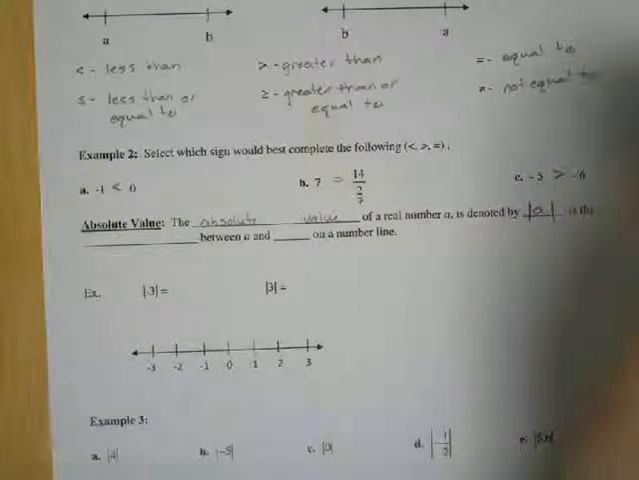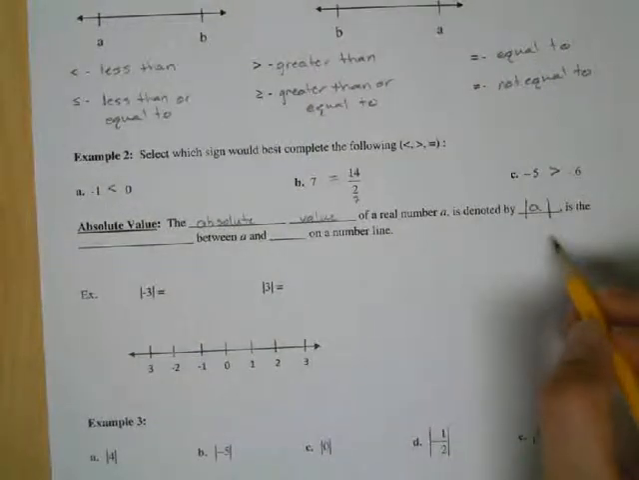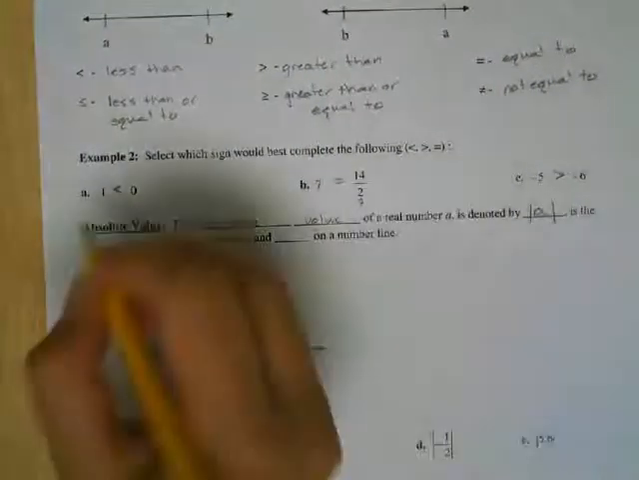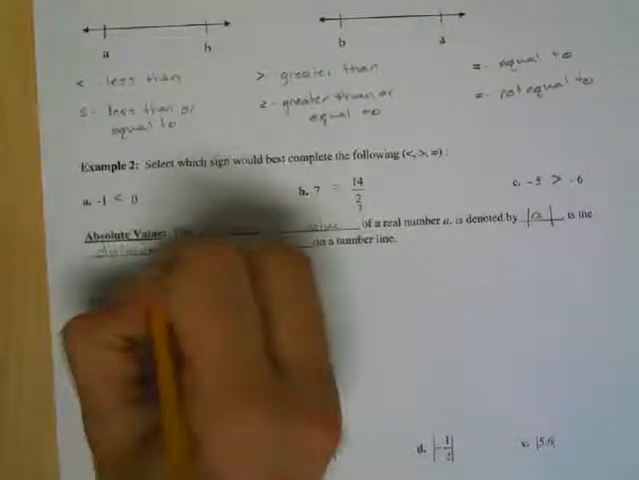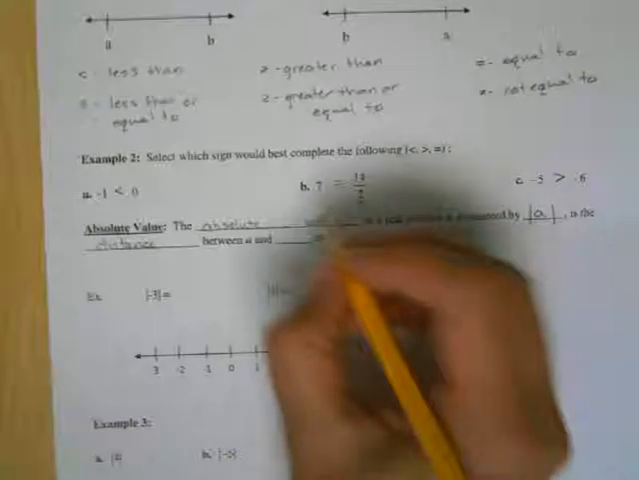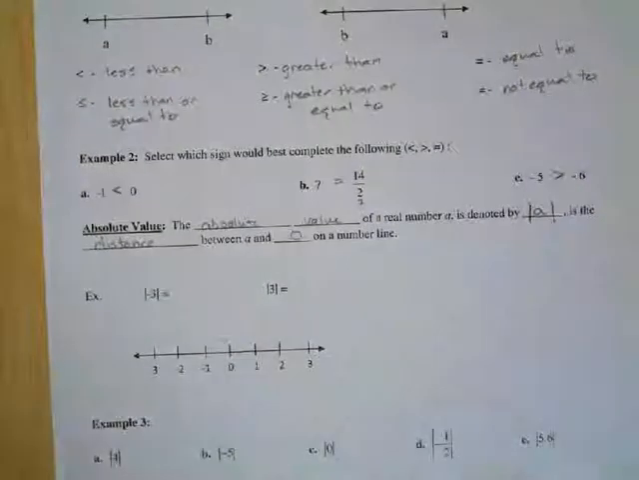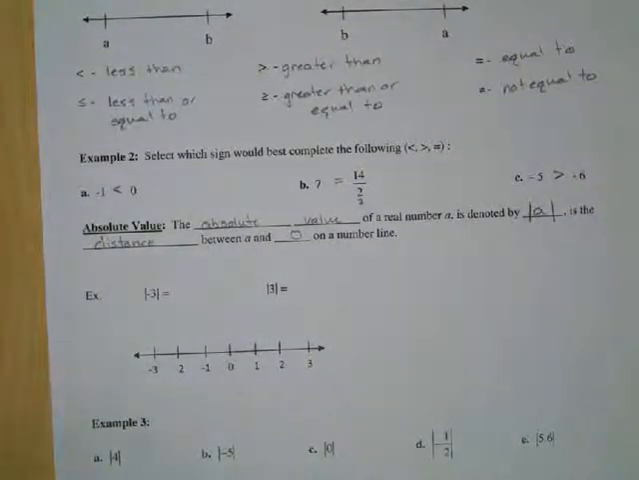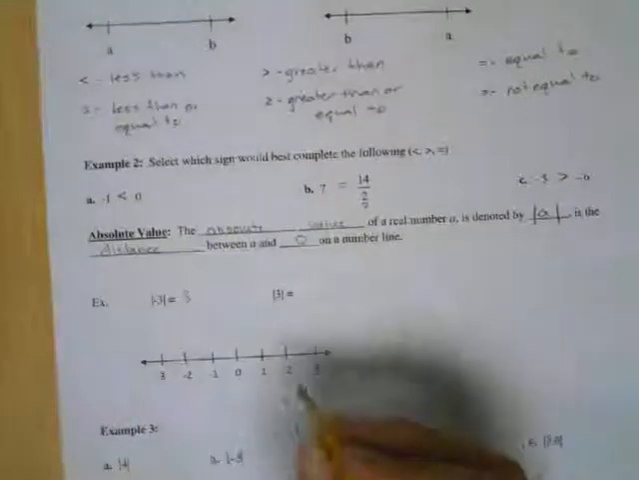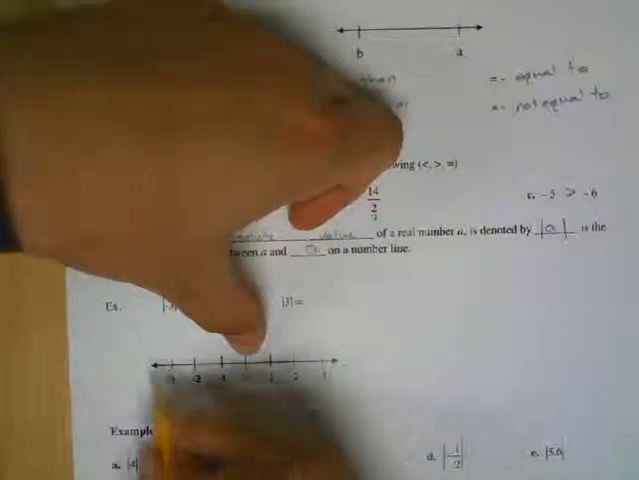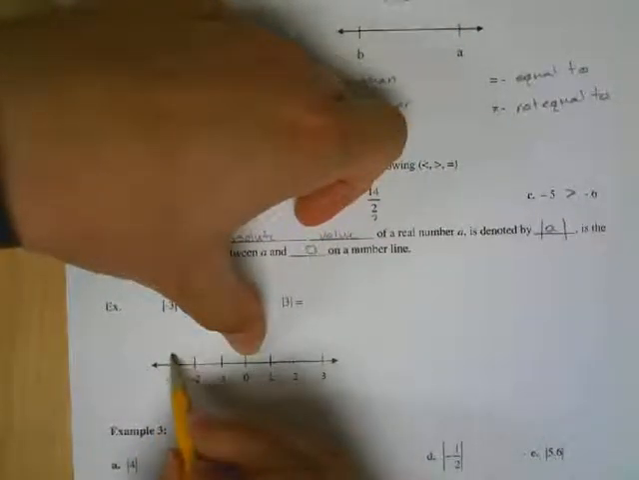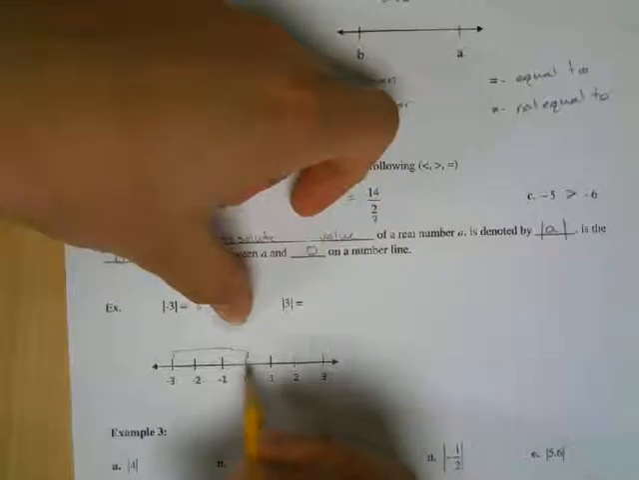So that's what those straight lines are. They mean absolute value. And it is the distance between A and 0 on a number line. So for instance, the absolute value of -3 is just 3, because if you're looking at the distance, if I go to -3 right here, my distance from 0 to 3, well, I moved 3 units.